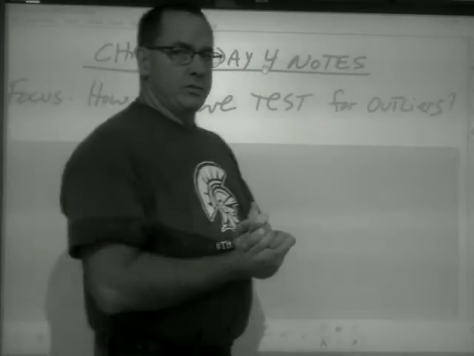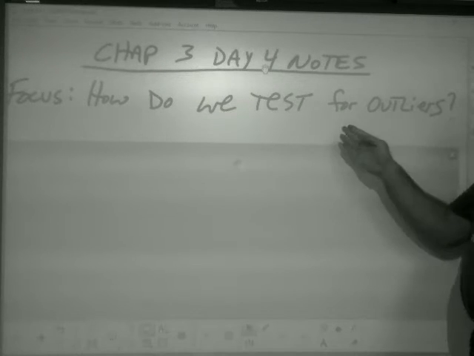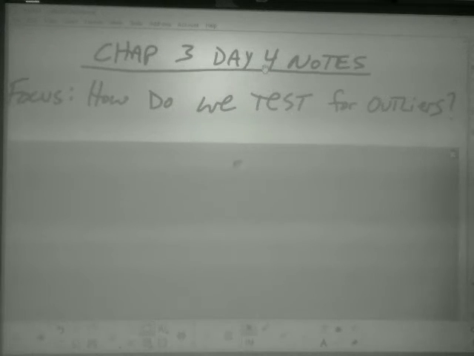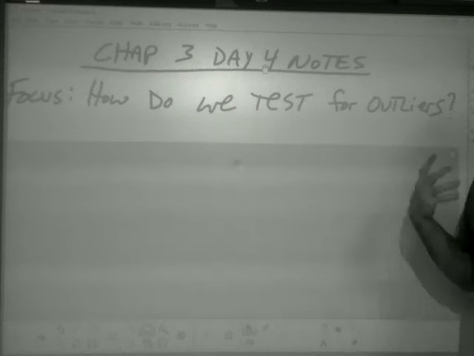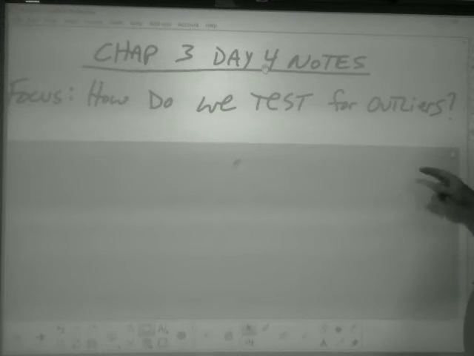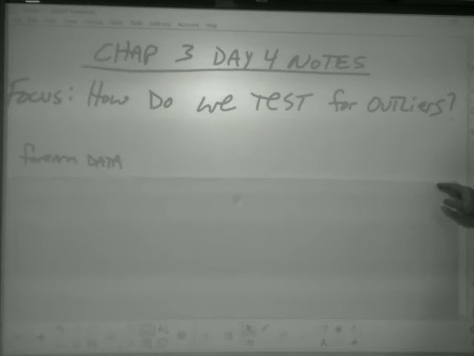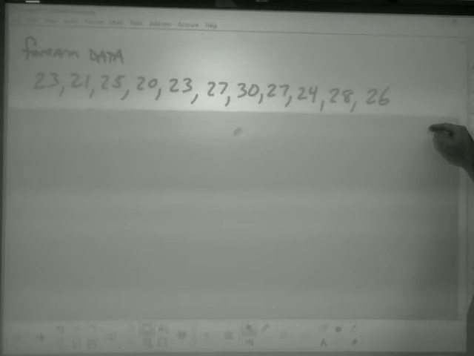Okay, Chapter 3, Day 4 notes. Today's focus is how do we test for outliers. So we have a data set and we're curious as to whether or not any values are considered to be an outlier. So let's take a look back at that forearm data that I said that we had collected from a previous year. So there's the data.